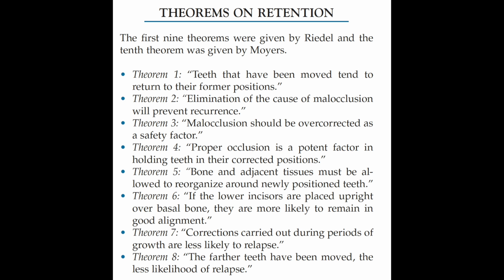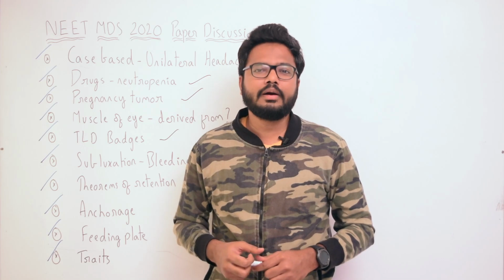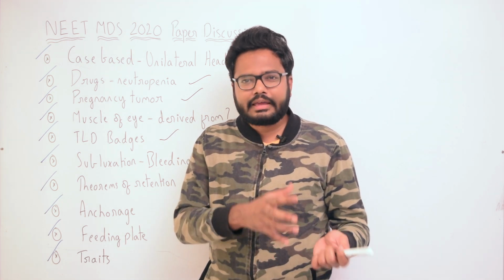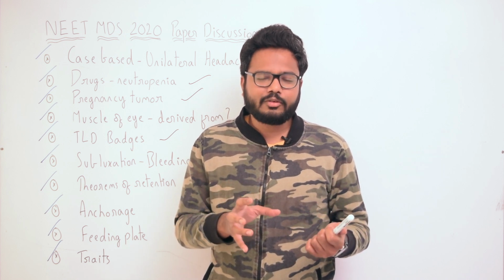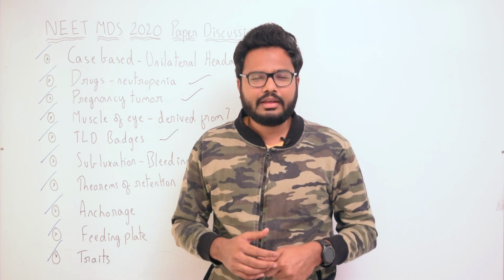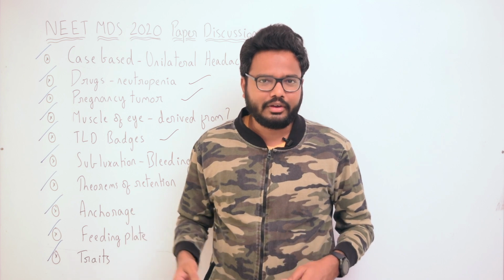Theorem 8, the farther teeth have been moved, the less likelihood of relapse. Theorem 9, arch form, particularly in the mandibular arch, cannot be altered permanently by appliance therapy. Theorem 10, many treated malocclusions require permanent retaining devices. So these theorems obviously are given keeping various experiences of practitioners in mind, and also based on several case reports, and obviously based on the observations of Riddle and Moyers.